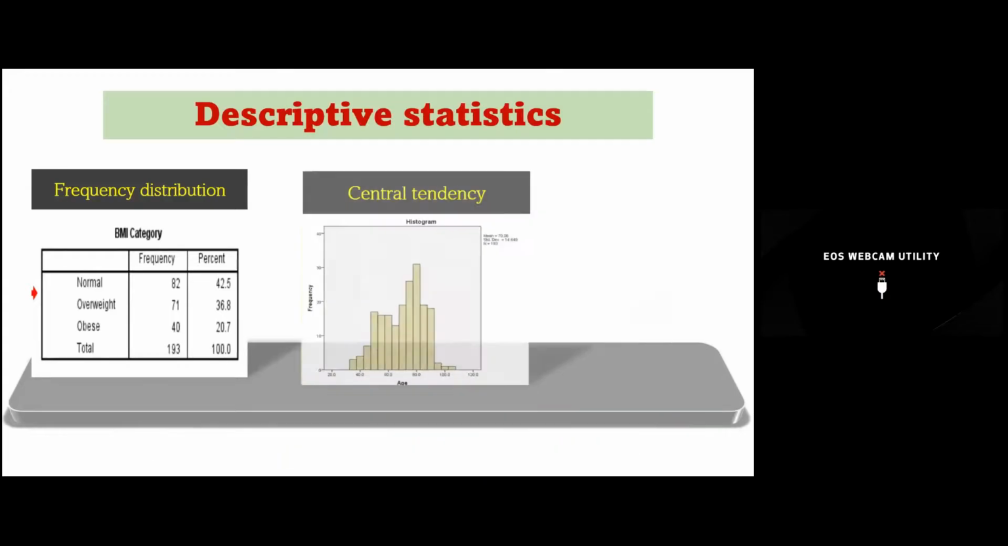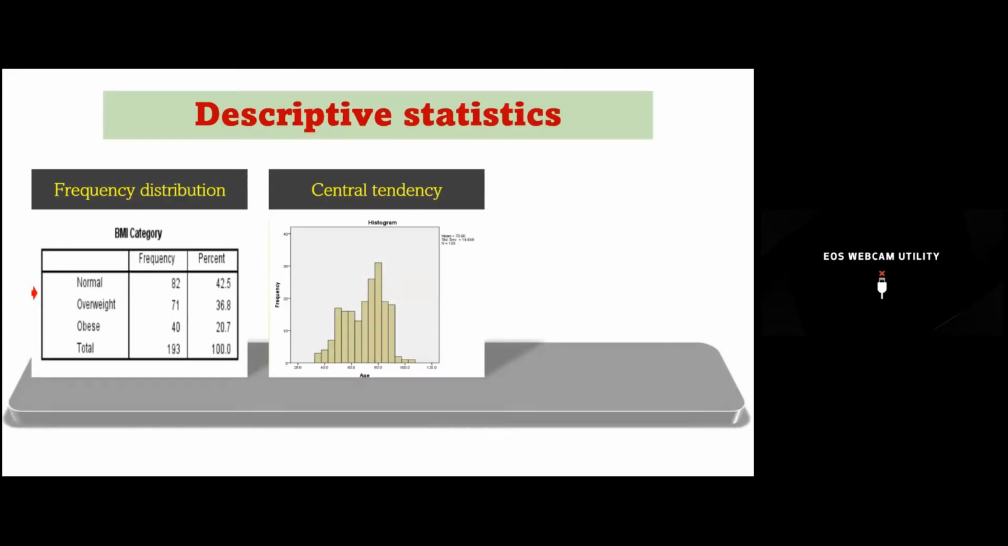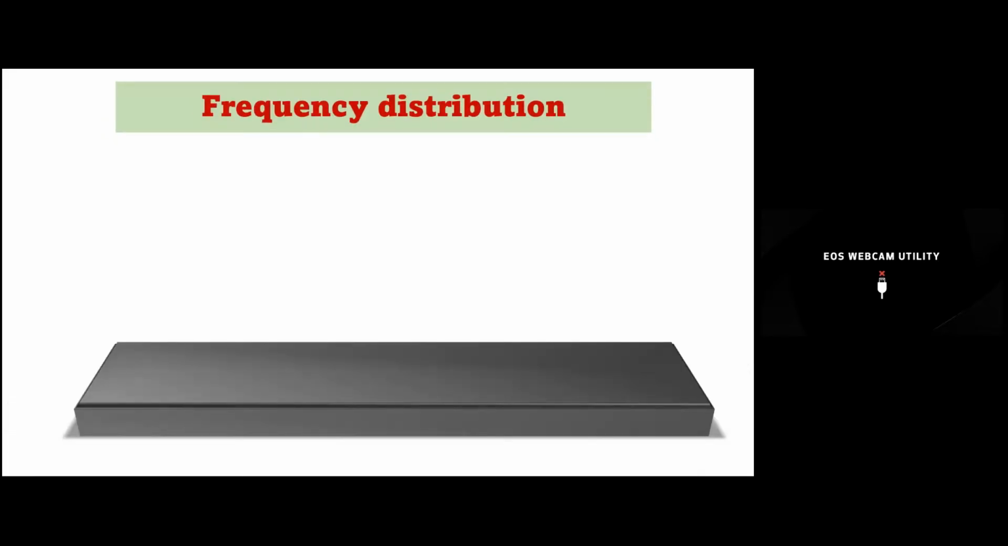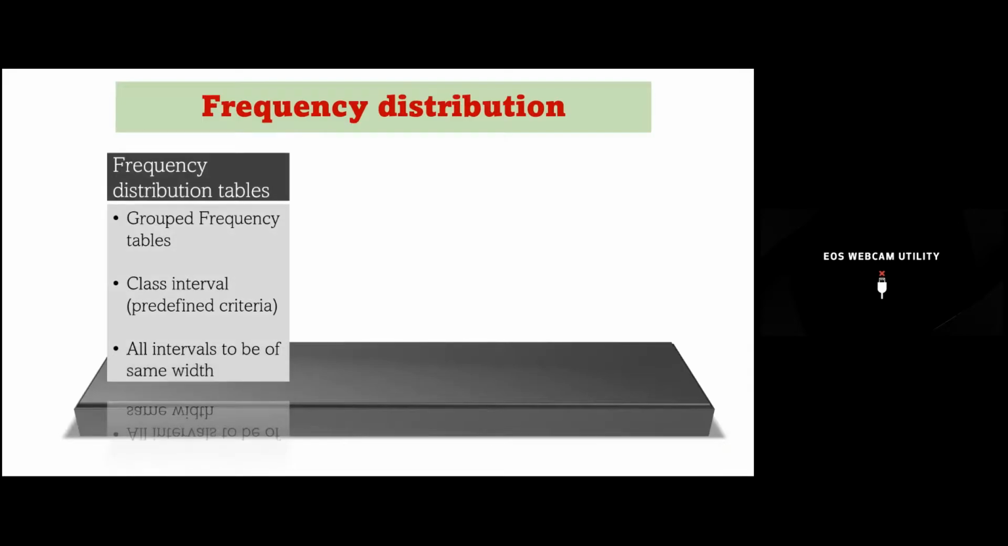which is in the form of a frequency table. We take the central tendency, which is in the form of mean, median, and mode. And then we describe the variability, which is standard deviation, variance, etc. If we talk about the frequency distribution, there are frequency distribution tables. In that case, there is a group frequency table, which we will see, and we use some class interval.